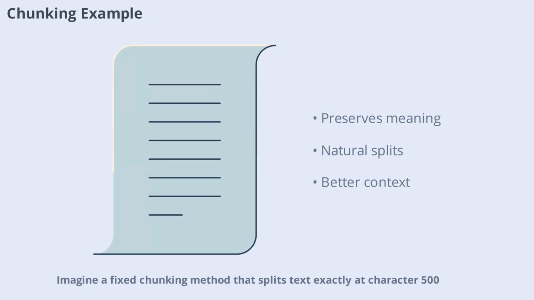Imagine a fixed chunking method that splits text exactly at character 500. It might cut a sentence in half, making it difficult to understand. On the other hand, recursive chunking would split at the end of a paragraph, keeping the sentence intact. This difference is crucial for maintaining the clarity and coherence of the information being processed.